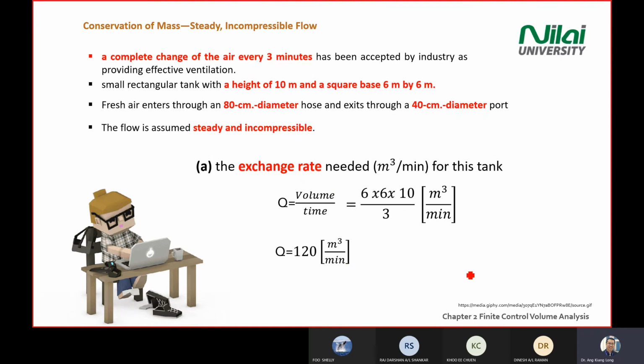Any one of you have any question? To find the A is quite direct in this case. All right. Any one of you don't understand how you get 120 meter cube over a minute?